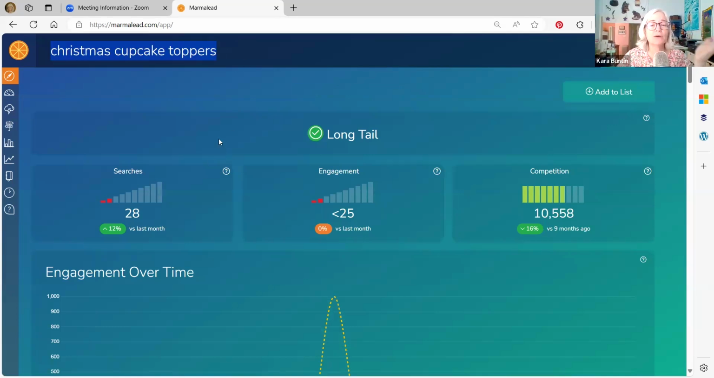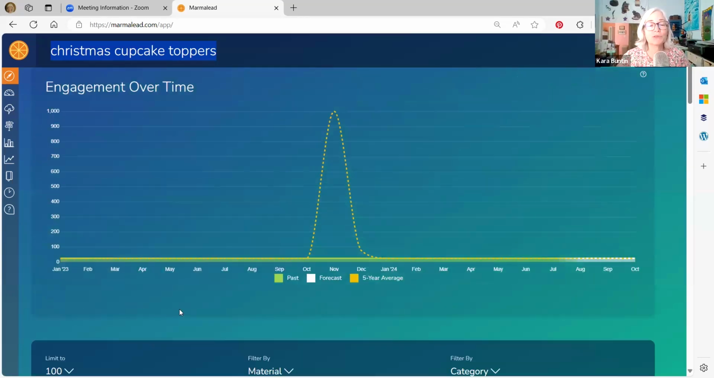That's all. Now, right now, Marmalead is predictive. Right now, this is August, so this is giving me information for the next month. For the next 30 days, this is the search and engagement, which makes sense because it's not Christmas time yet. People probably aren't looking for it. So we're going to go down here, and this makes complete sense. In October, searches start going up, they peak in November, and then it drops in December. That makes 100% logical sense because we're talking about Christmas.